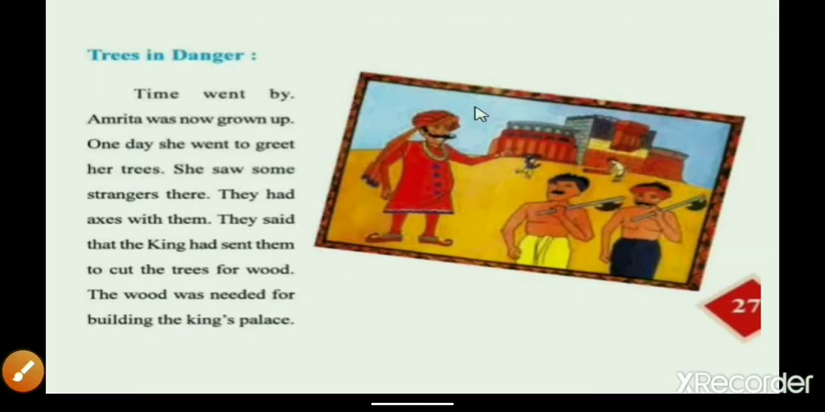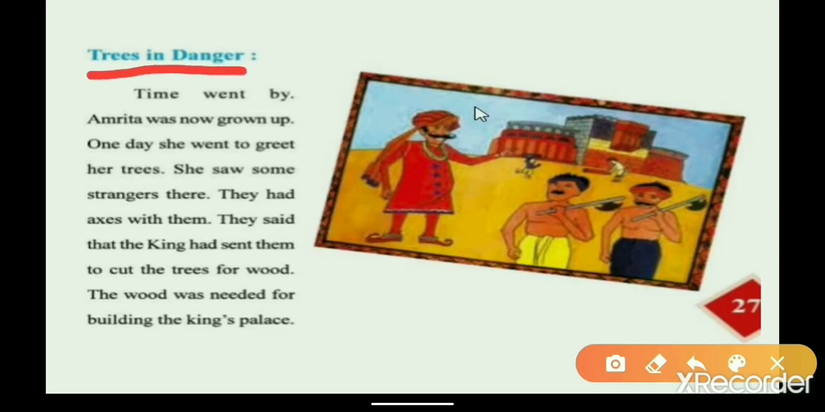Next, trees in danger. Time went by. Amrita was now grown up. As time went on, Amrita became an adult. One day she went to greet her trees.